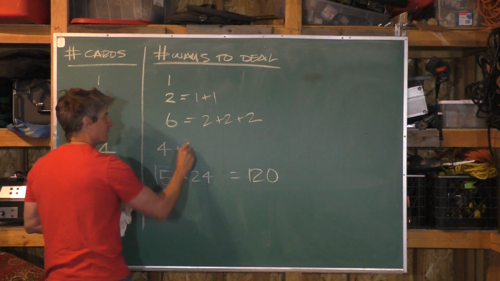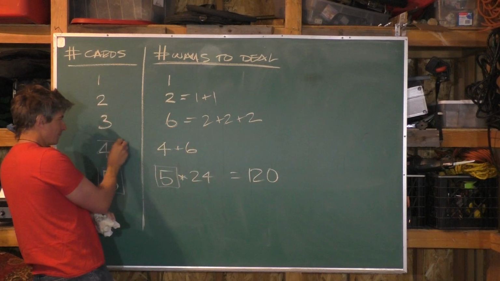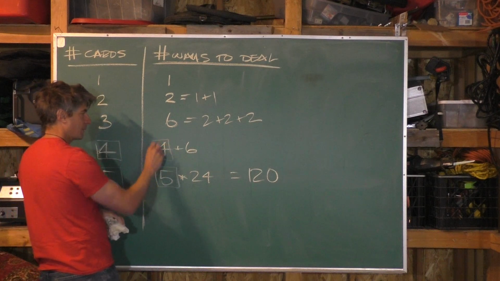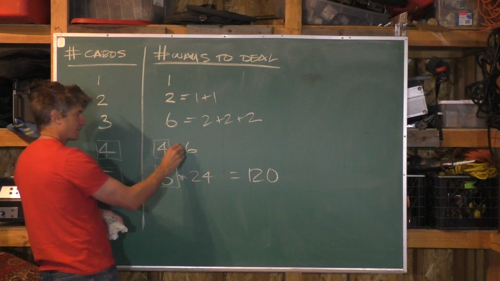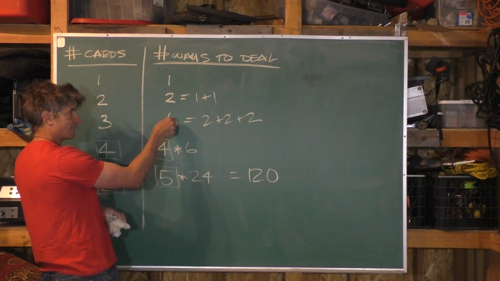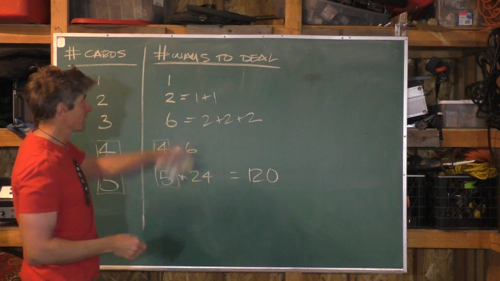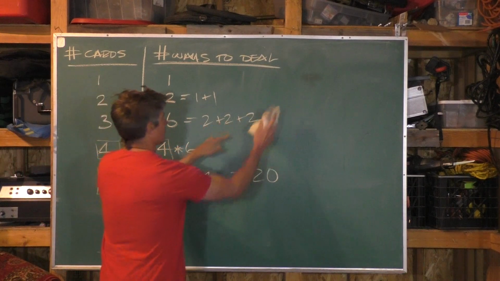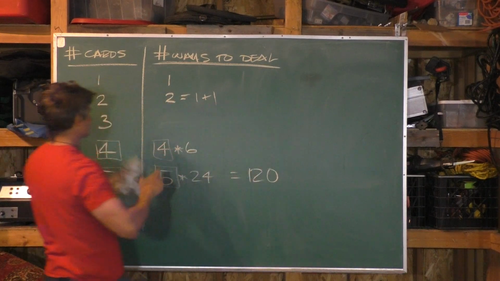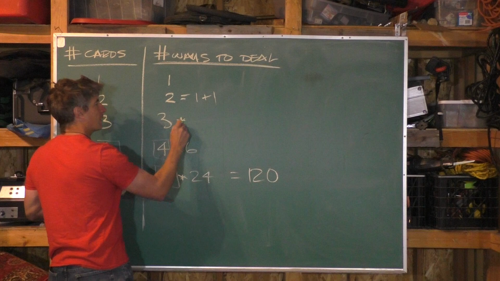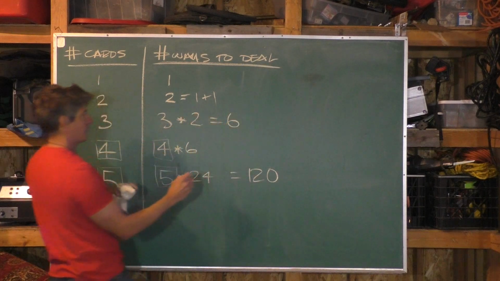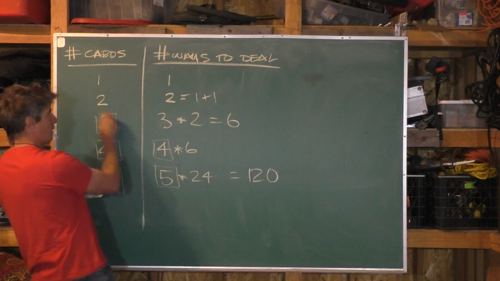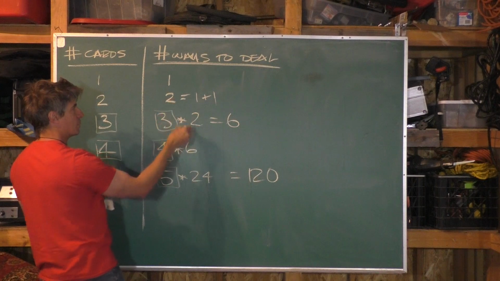4 times 6. So once again, the 4 is the first number in the multiplication. That's a times, by the way. And the 6 is the previous number of ways to deal the deck out. And it keeps going backwards, which is really cool. 2 plus 2 plus 2 is 3 times 2. 3 times 2.